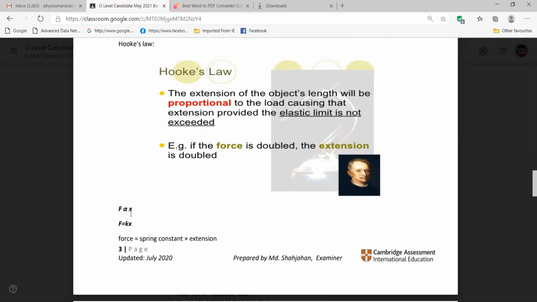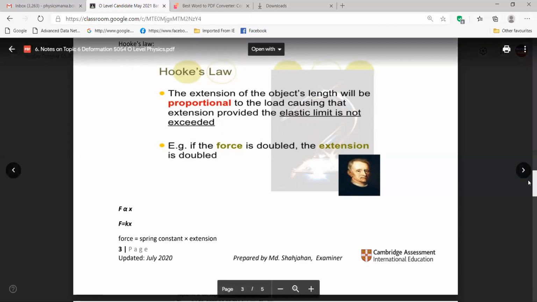X is the extension, and F is the force applied. Force and weight, same thing, right? Yes. And if you write in equation, F equals kx, where k is one proportionality constant and it is known as spring constant. So spring constant, if you want to calculate, you will have force by extension, right? Yes.